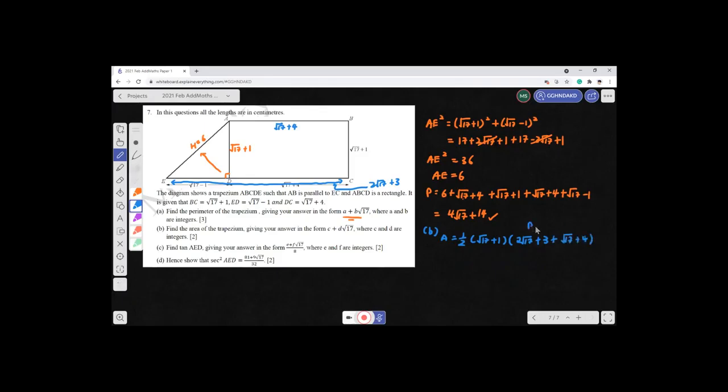Okay, so let's say the P1 plus the P2. The P1 is the bottom, the top is the P2, the two parallel lines added together. So I will get 1/2 times (√17 + 1 + √17 + 7). Then I will get 1/2, I expand, so 3 times √17 plus 7 √17.